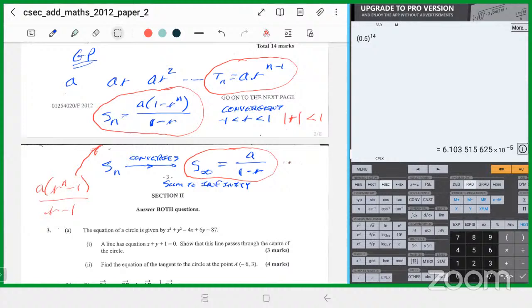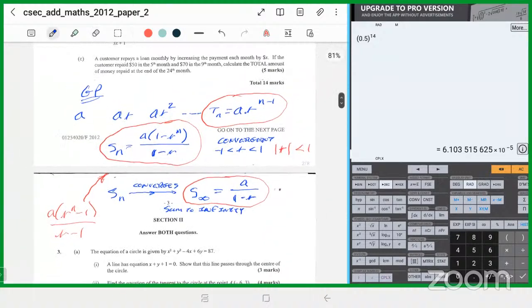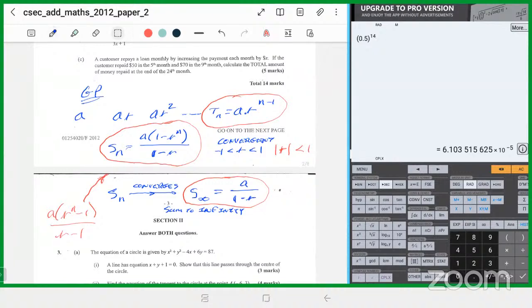But if I were you, I would work with this one, because it's the one that leads to the sum to infinity. So I tend to just stick to that one. I tend to use this one right here if the r is greater than 1, and I tend to use this one if the r is a fraction. You get me? That's what normally works. But this one will work whether it's a fraction or not. I'm just telling you what the practice is. All right, so that was a little bit of background on the GP.